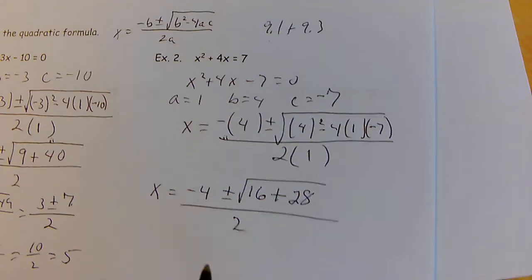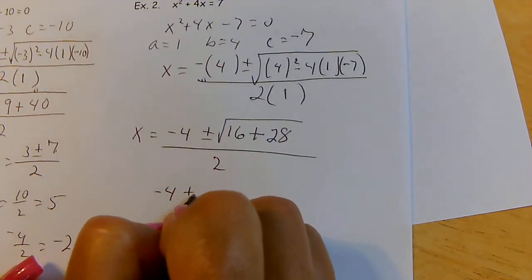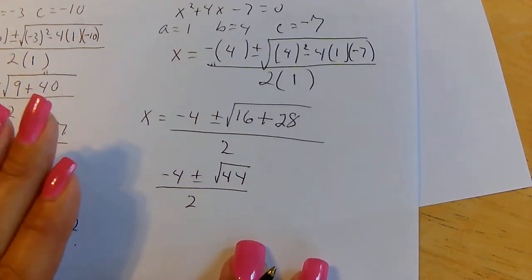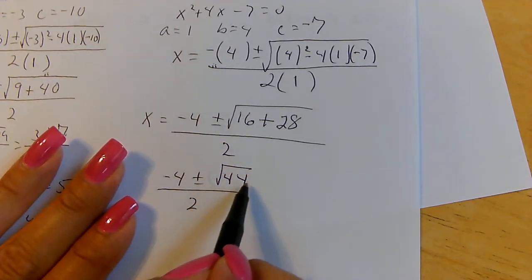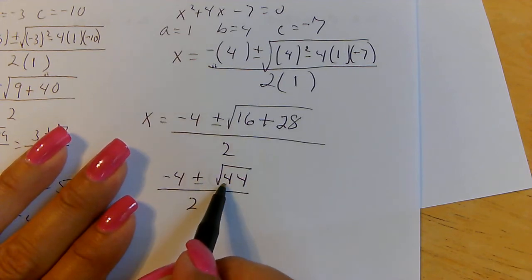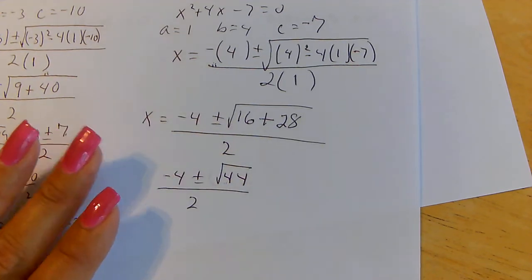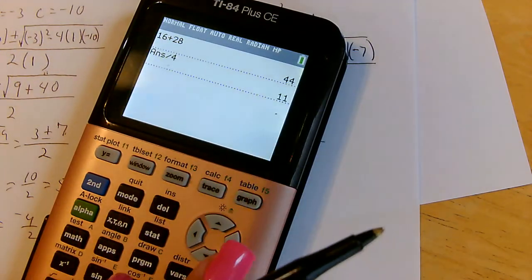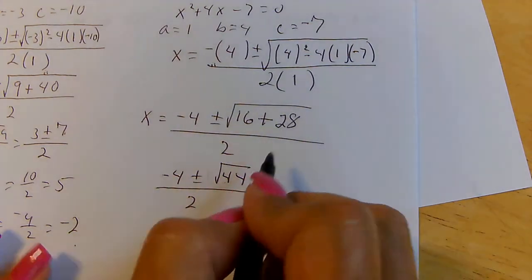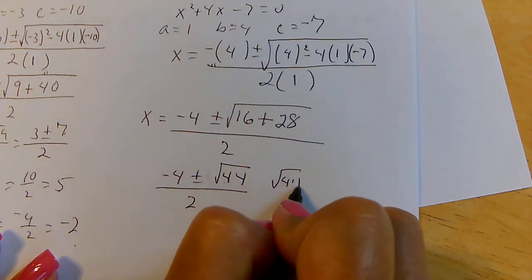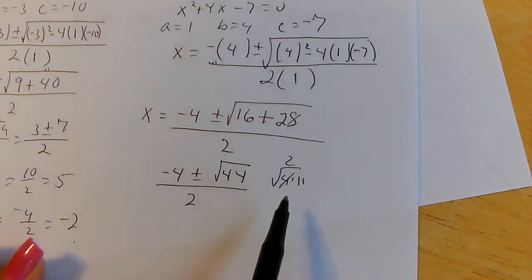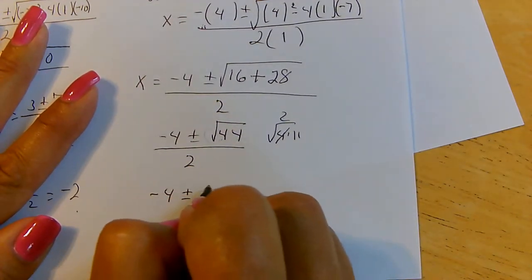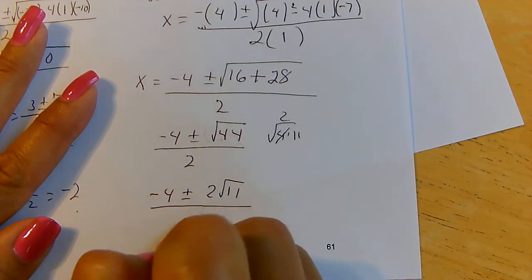So here, we are going to leave this in simplest radical form. So I need to simplify this. What perfect square factor can I pull out of here? Well, it's divisible by 4, and it leaves me 11, and that's as low as I can go. So if this is 4 times 11, 2 comes out. So I have -4 plus or minus 2 square root of 11 over 2.